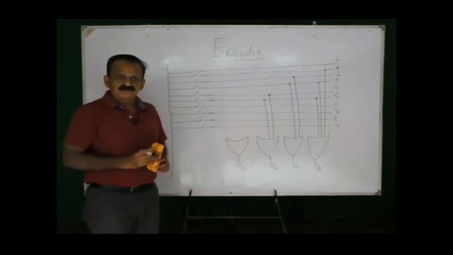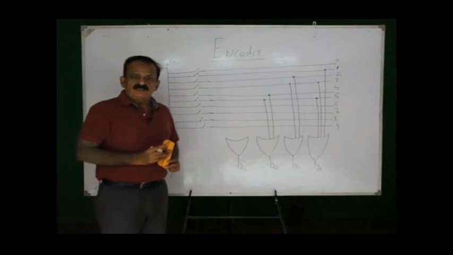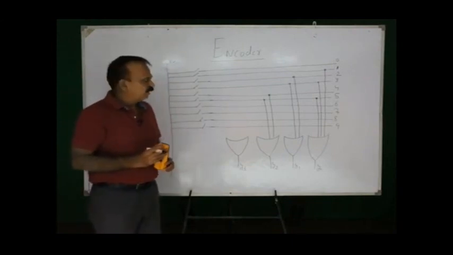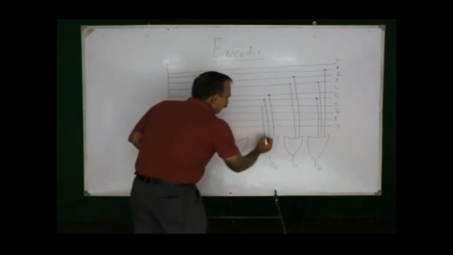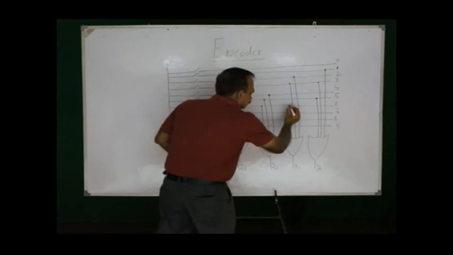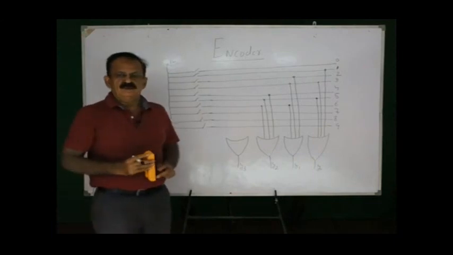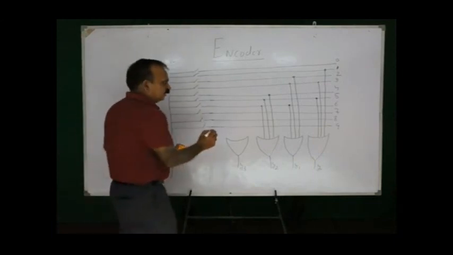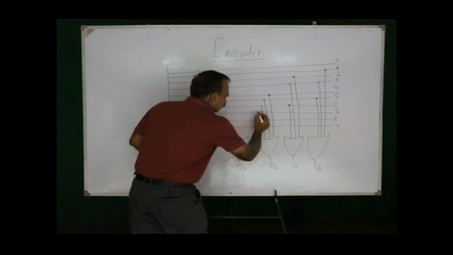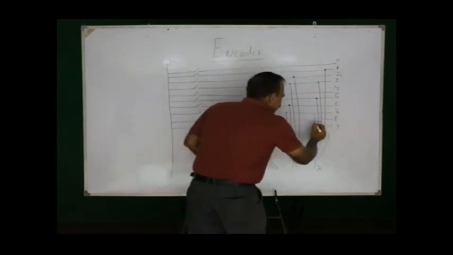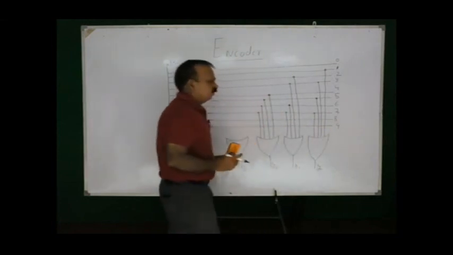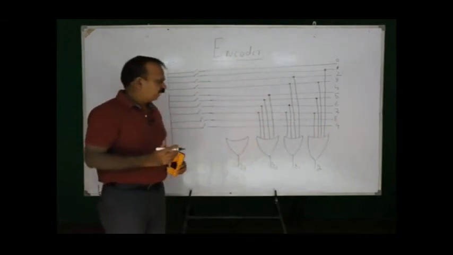What about 6? It is 0 1 1 0. This is 1. The next one, this one is 1. 0 1 1 0. What about 7? 0 1 1 1. This one is 1. The next one, this is again 1. The next one, this is again 1. 0 1 1 1.